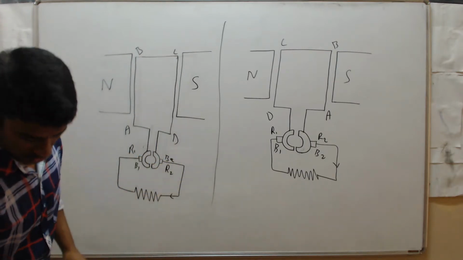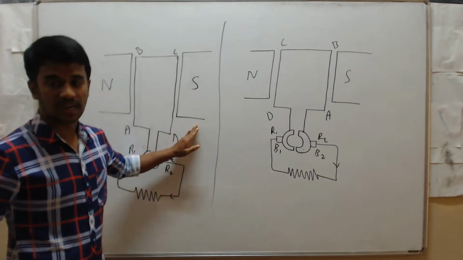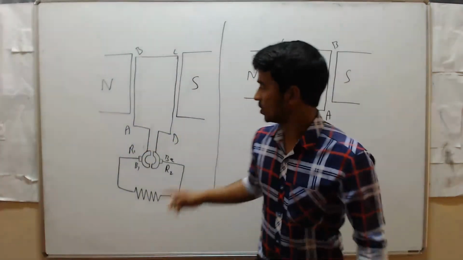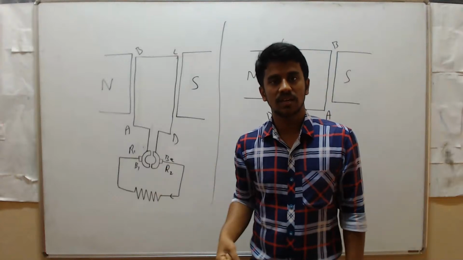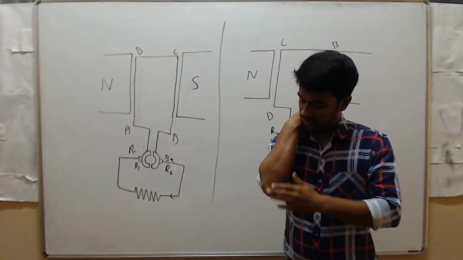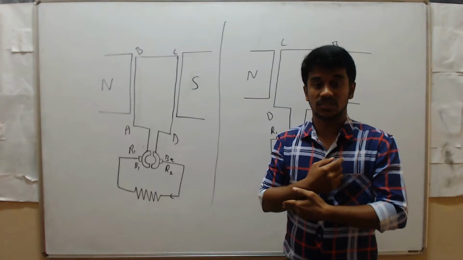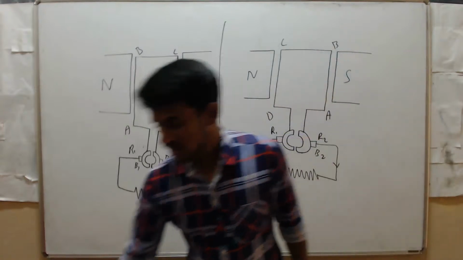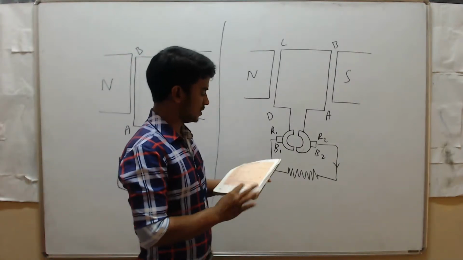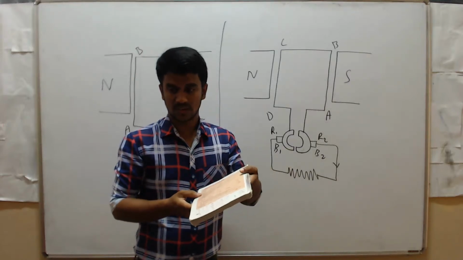After half rotation, what will happen? AB will come to this side and CD to this side. Here we are rotating the coil in only one direction, as even in the AC generator. But in the AC generator the electric current direction changes, while here there is no change in the direction of the current. Now see here, this is CD, and CD will rotate like this.